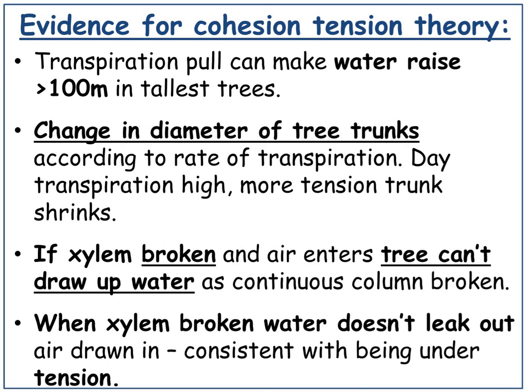And also, if the xylem is broken in a plant or in a tree and air enters, the tree can't draw up water because it needs that continuous column, and if it breaks, then the transpiration pull, the transpiration stream, is also broken. So when the xylem is broken, the water doesn't leak out, air is actually drawn in, which is consistent with the tension, it being under negative pressure.